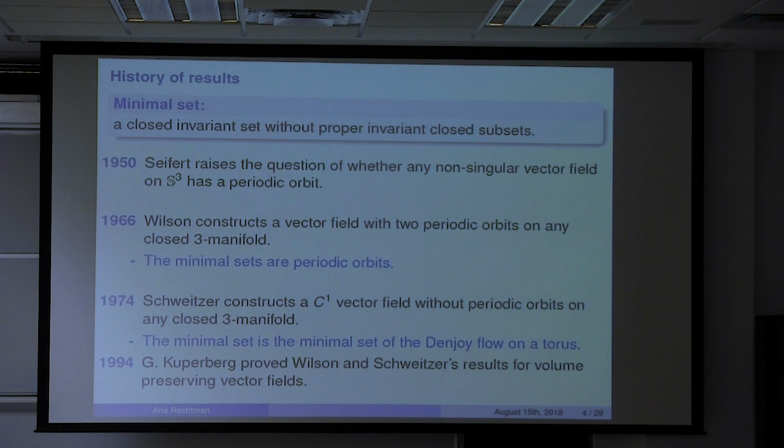So just to complete the results, let me cite Greg Kuperberg, who proved the Wilson and Schweitzer result for volume preserving vector fields, also using plugs in a very different way. Though, the problem of whether there are C2 examples without periodic orbits that preserve volume is completely open now.